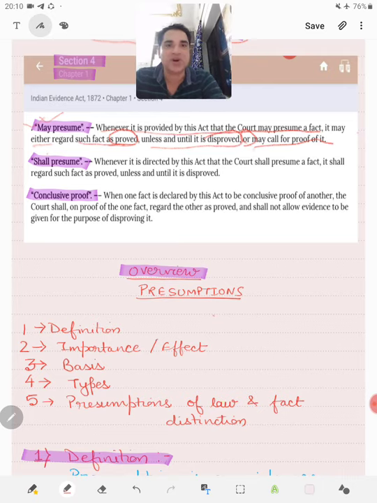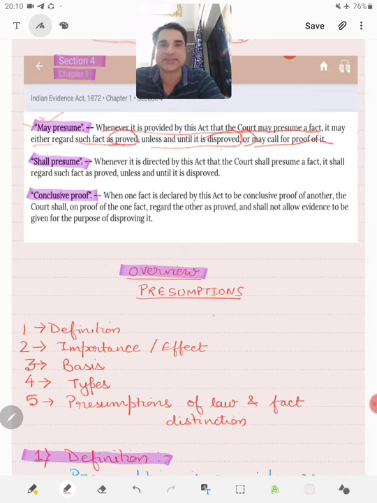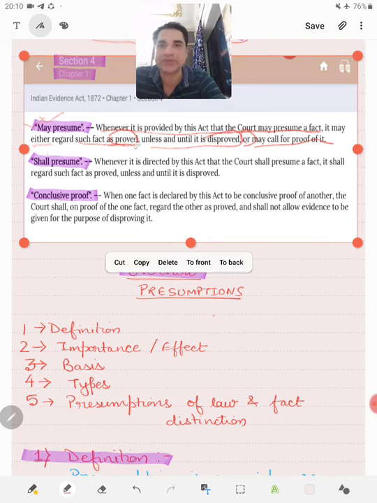and it will remain in that case proved until and unless it is disproved. That is, if the court takes the first option, that is, takes it to be proved, it will allow the other party, if it wants to rebut it, to rebut it. But until and unless it is disproved by the opposite party, the court may take it to be proved.